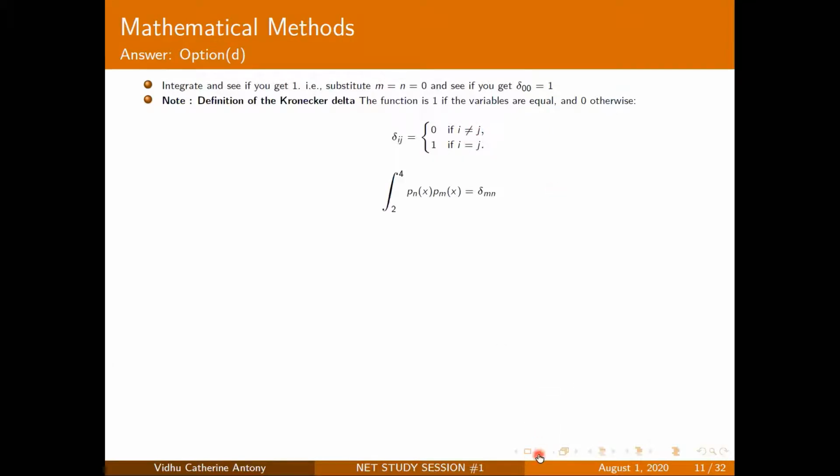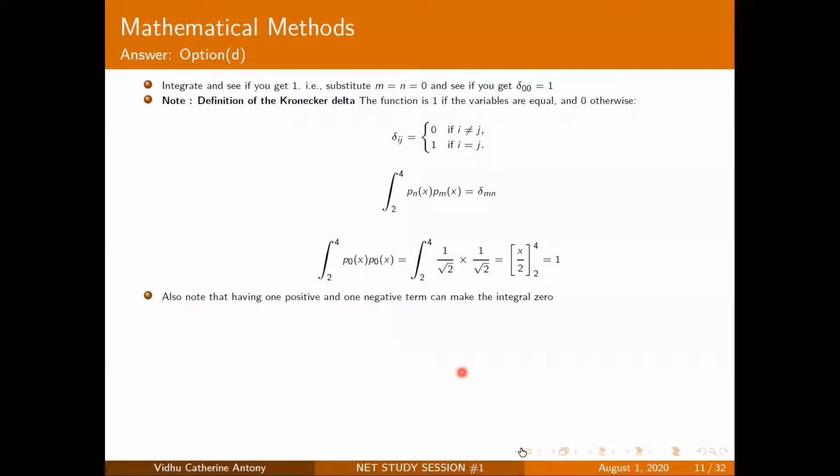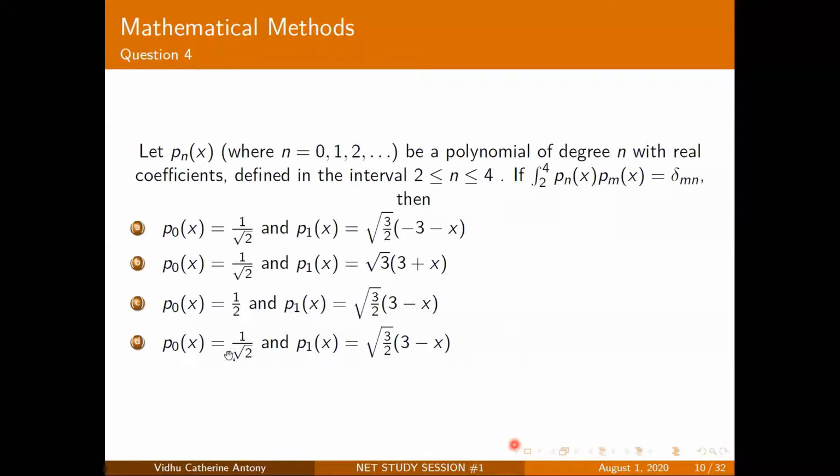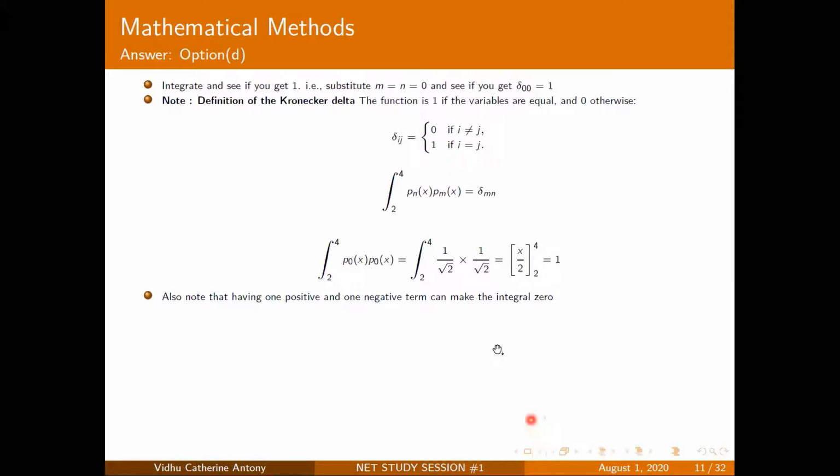And then you try and integrate this. Here I have used the fourth option that I have. I used P naught of X is equal to 1 divided by root 2. And then I have done this. I multiplied this twice because I have a P0 of X and P0 of X. I realize I'm getting a 1. So that is a good thing. That means one of the parts is coming true.